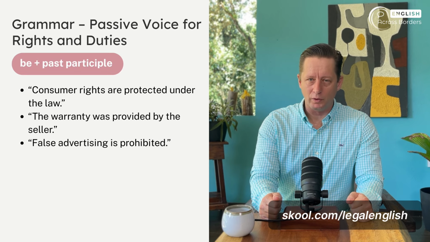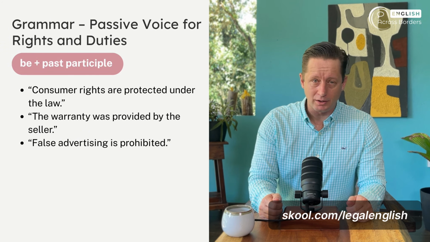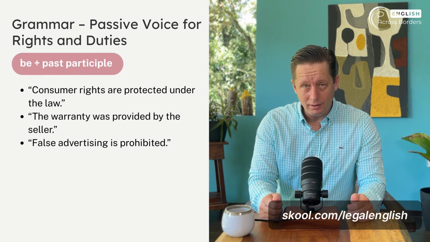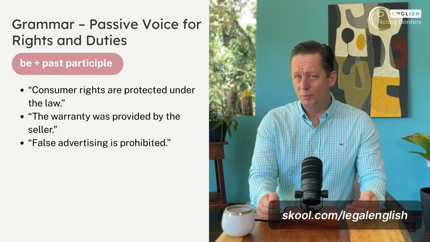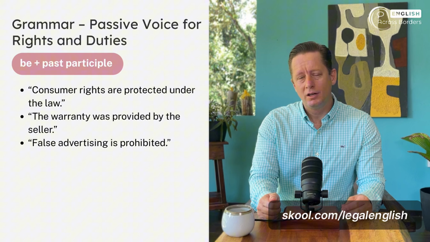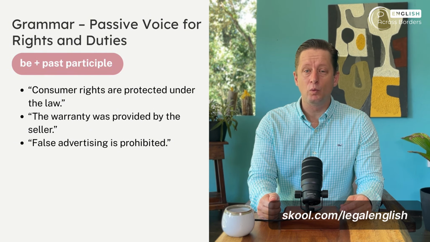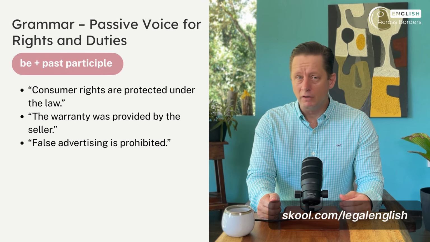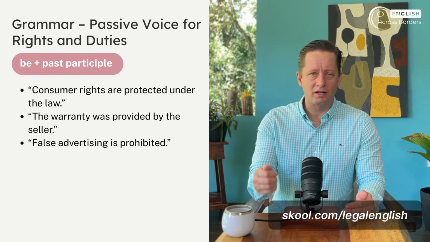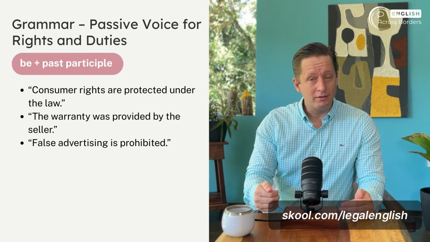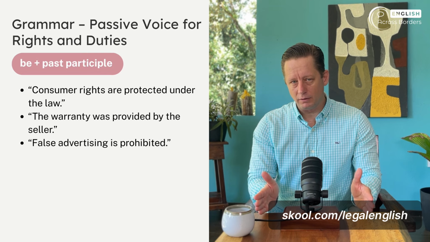The passive voice is one of the most common structures in legal English, especially in consumer protection. Why? Because the focus is on the action or the rule, not on who performs it. Examples: consumer rights are protected under the law. The warranty was provided by the seller. False advertising is prohibited. Notice that the agent, the company, the regulator, the court, is often not mentioned. The emphasis is on the legal duty itself.